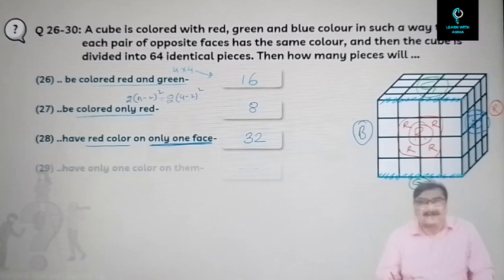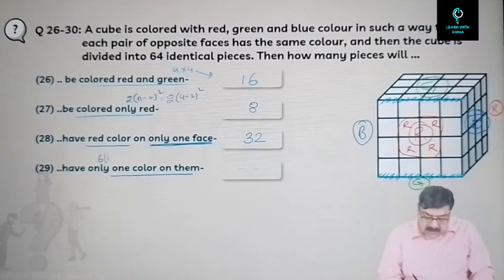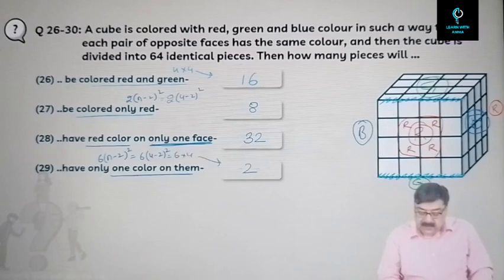Not possible. So how many pieces have only one color on them? Well, only one color, you know, is 6 into (n minus 2) whole square. In this case, it shall be 6 into (4 minus 2) whole square. That is 6 into 2 square, which is 4, which works out to be 24.